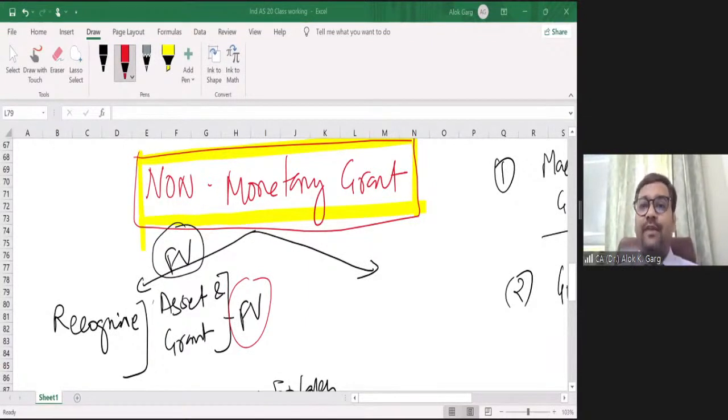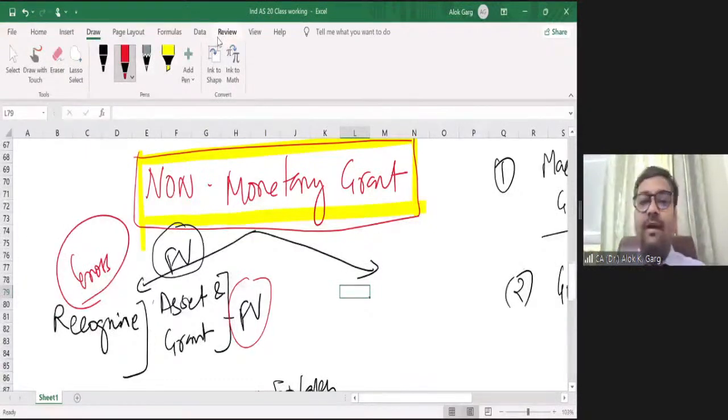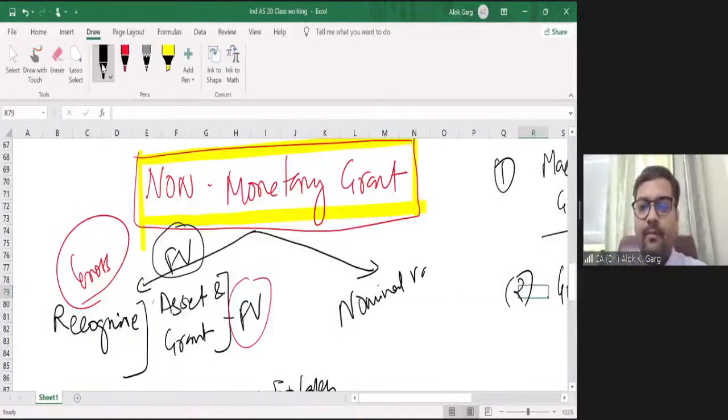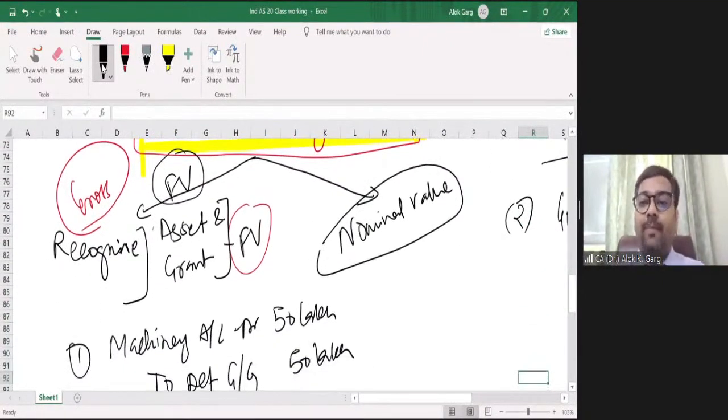So guys, the first one is the fair value approach, which we can also call a gross approach. The second one is known as the nominal value approach. What is meant by nominal value? Sir, for taking this asset, this machinery, the entity has not incurred any cost. Then what will be the accounting entry?